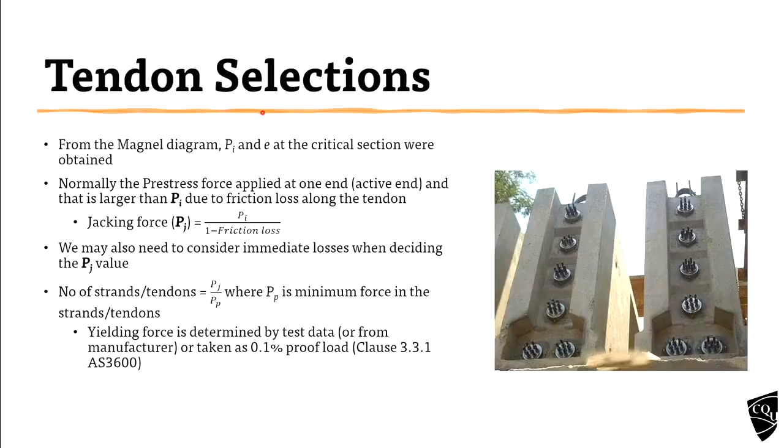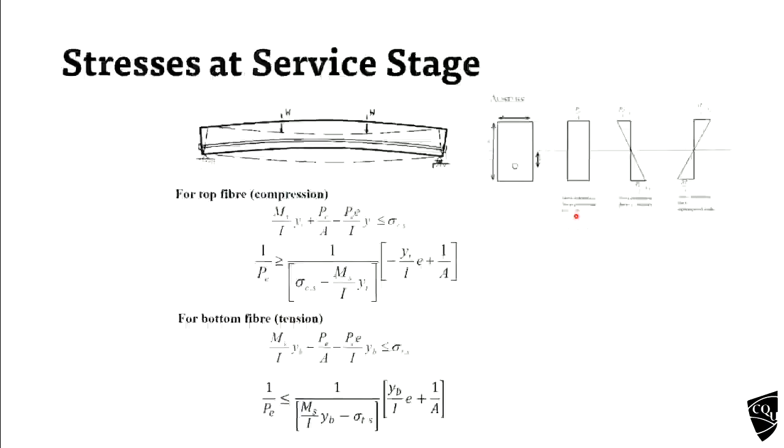You can see there are 6 tendons. Each tendon will have a couple of different strands, and each strand may have a couple of wires. So this is how we normally have the tendon arrangements, something like a complete beam.